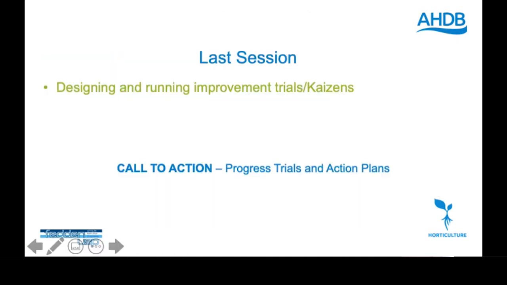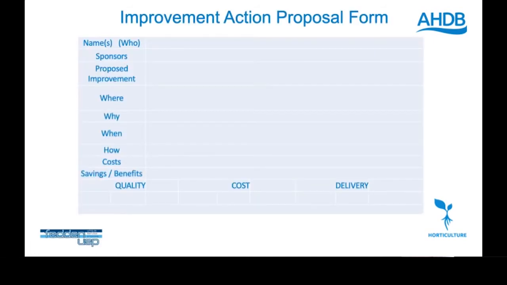We've talked through your progress on the trials and what actions you're starting to implement now, which is great. And last time we briefly talked through the improvement action proposal form. So before you start doing your trials, you just simply document what it is that you're doing, who's involved, where you're carrying it out, why you're doing this trial, when you're going to do it, what a breakdown of some of the steps is, how much it's going to cost, and what the particular benefits are going to be.